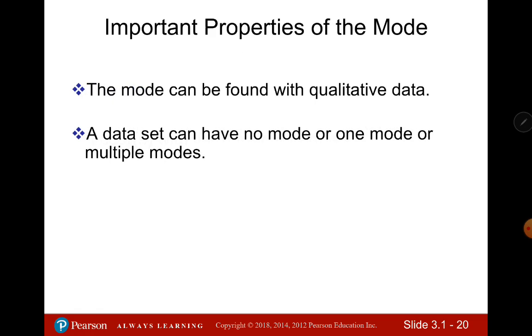So the properties of mode: the mode can be found with qualitative data. But for the previous two, mean and median, they can only be found with quantitative data. But mode can be found with qualitative data and quantitative data. And for the second property, we know it's possible to have no mode, one mode, or more than one mode.